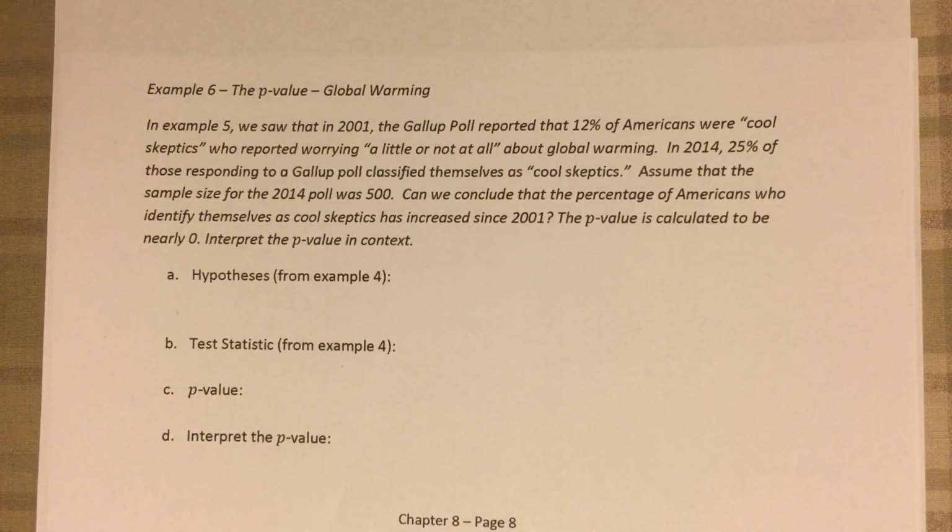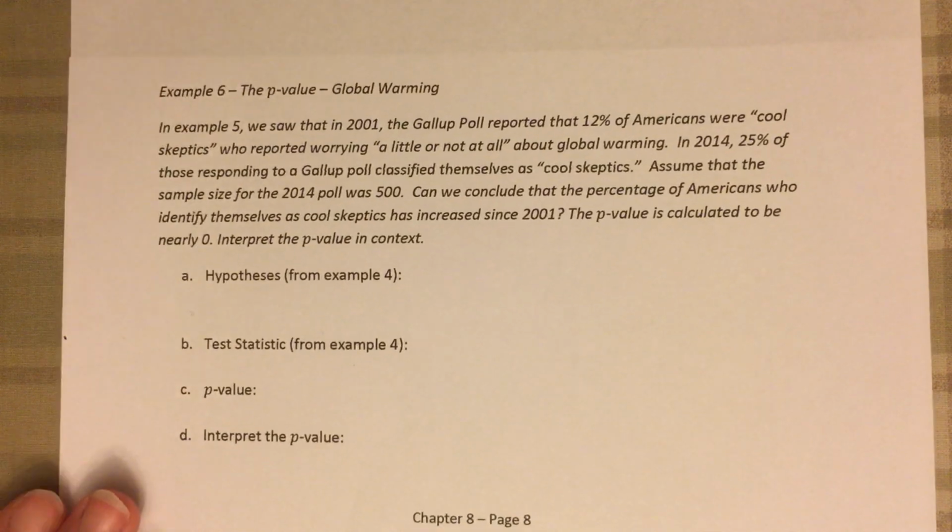So in the last example, we saw that the Gallup poll reported that 12% of Americans were cool skeptics who reported worrying a little or not at all about global warming. Again, in 2014, 25% classified themselves as cool skeptics. Assume that the sample size for the 2014 poll was 500. Can we conclude that the percentage of Americans who identify themselves as cool skeptics has increased since 2001? The p-value is calculated to be nearly 0. Interpret the p-value in context.